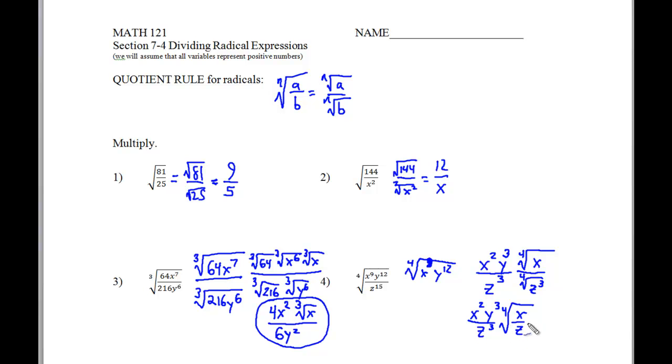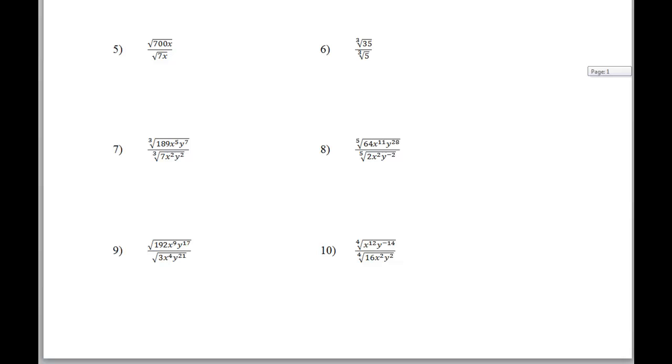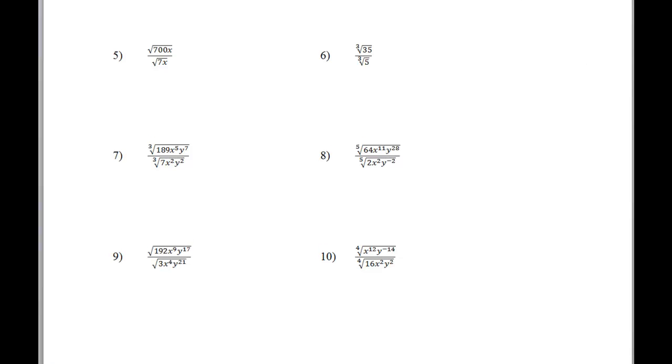Now, this answer has a fourth root in the denominator. So what we're going to learn in the next section is how to get rid of that. So stay tuned for the next video on how to get rid of a radical in the denominator. Alright, let's look at problems 5, 6, 7, 8, 9, and 10 to finish up this video.